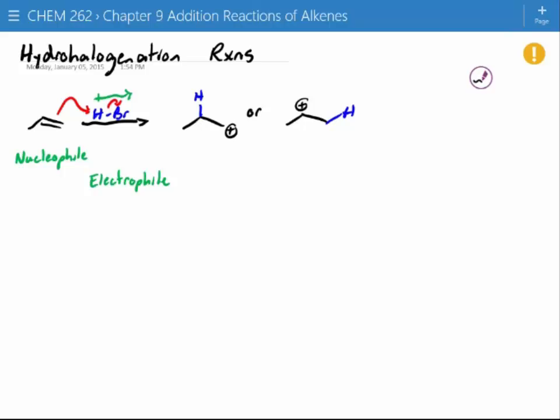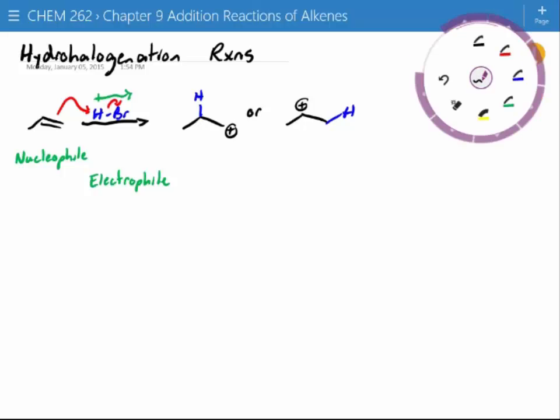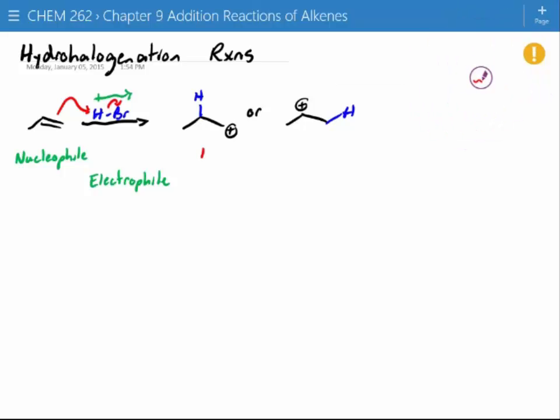The right one, right? So if we look at this one, we've got a primary carbocation. This one's secondary. We know secondary carbocations are much, much more stable. So when you do this reaction, you're never going to form the primary carbocation. You're actually only going to form your secondary carbocation just simply because it's much, much more stable.